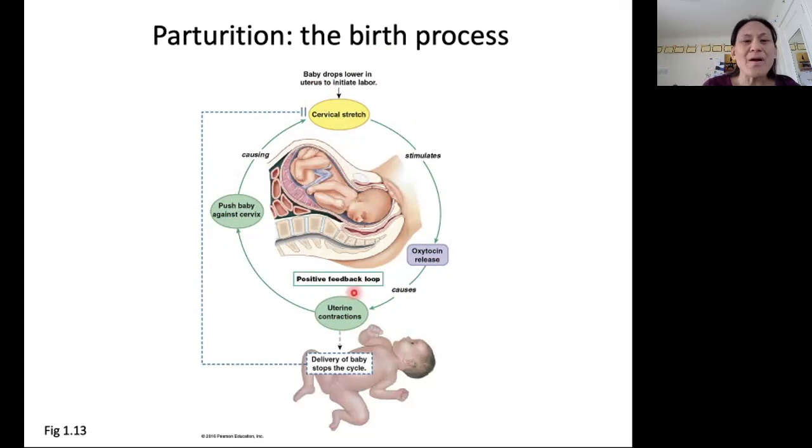As you may remember, we went over this the first day of class, or the first set of videos, when we were talking about positive feedback loops. So this is a positive feedback loop. Remember that the event that's going to stop the positive feedback loop is the delivery of the baby. So that basically brings us full circle back to the first day of class.